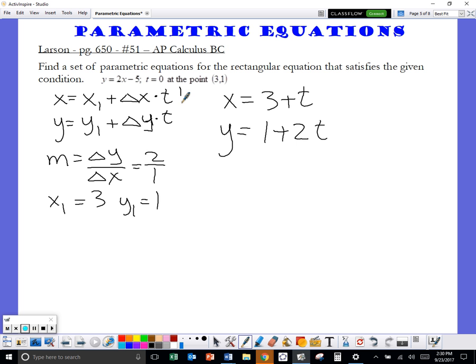But let us remember these equations right here. Those will be important. You should copy those down in your notes. We will conclude with more on the next video, where we will work out of the Finney book.